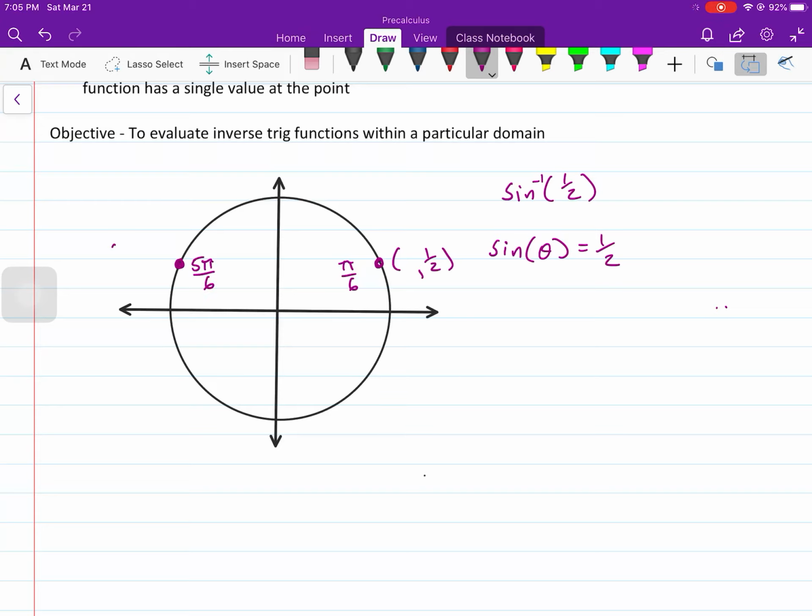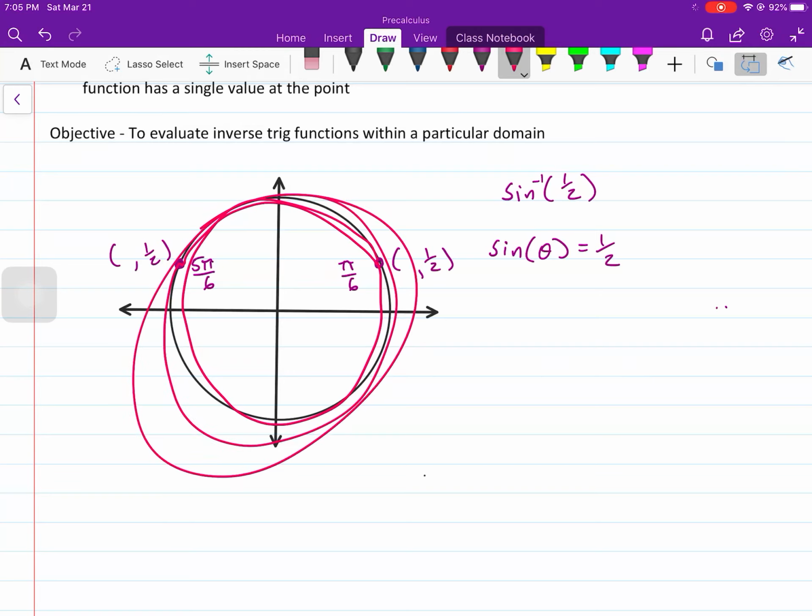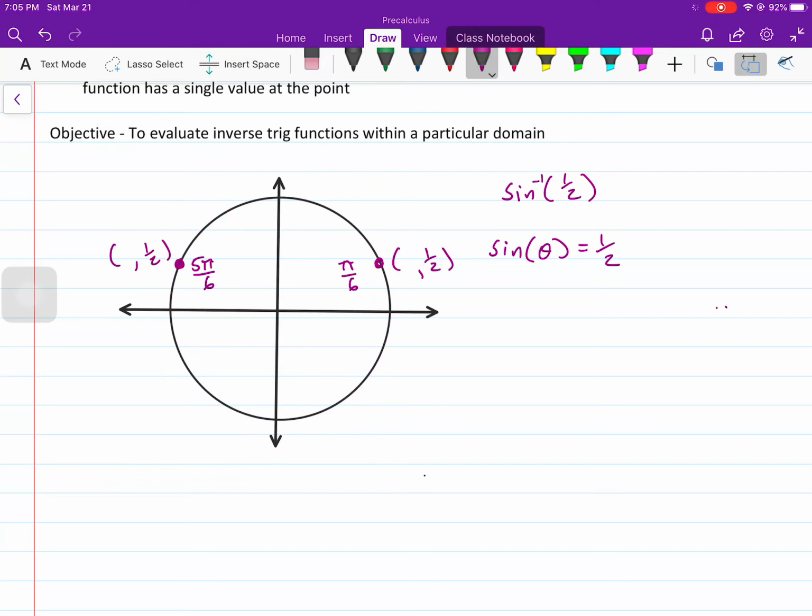And it doesn't really stop there. From there, you can go around the circle one more time and end up at 13 pi over 6, and then back over here to 17 pi over 6, and then just keep going around and around. The way we'd have to answer that is by saying that theta equals pi over 6 plus 2 pi n, where n equals 0, 1, 2, dot, dot, dot, meaning it continues forever and ever.